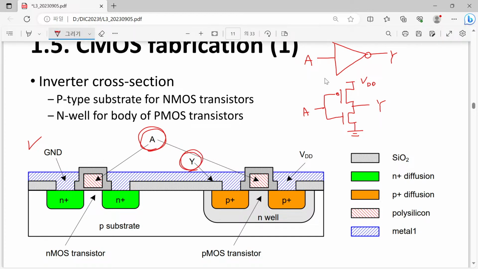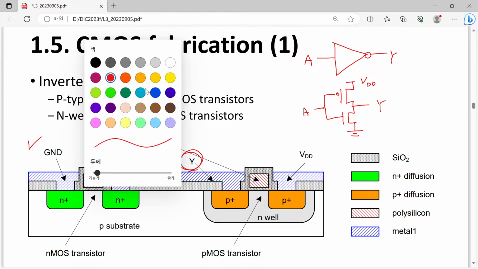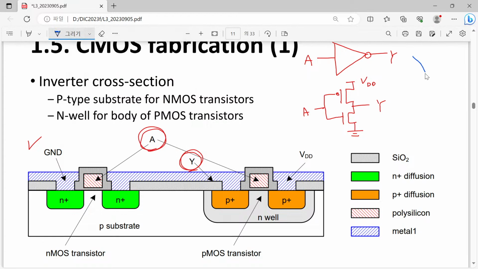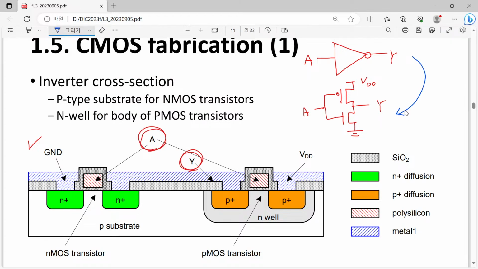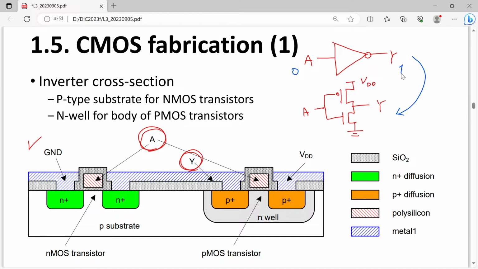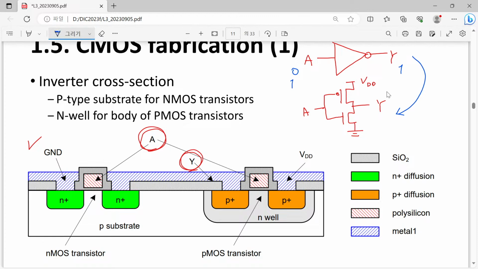Then what is it? So you understand the conversion from here to there. Up to now we have discussed it in that way. So logical value 0 is converted to 1. Logical value 1 is converted to 0. This is converted to voltage 0 volt and voltage VDD. And this one corresponds to voltage VDD and voltage 0.